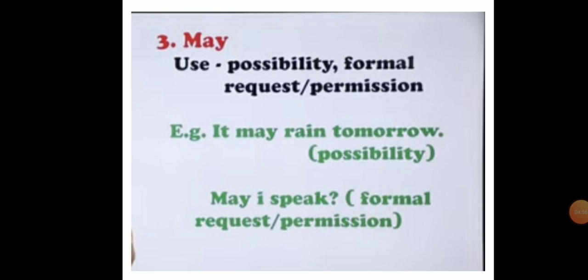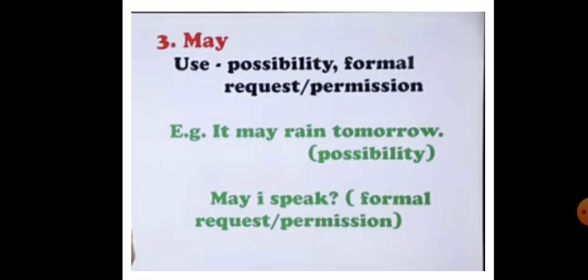Our third modal is may. May is used for possibility, for formal request and permission. So if we have to request somebody formally, if we have to ask for permission formally, for example, when we are in school or office and we have to ask for permission, we can use may.